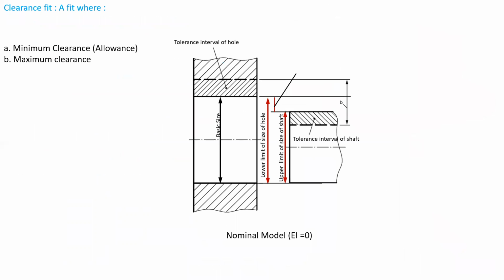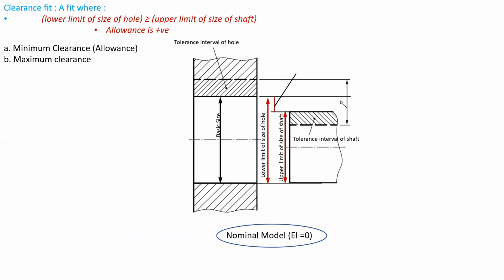So let's now study the clearance fit. The clearance fit results when the lower limit of size of hole is greater than the upper limit of size of shaft. The allowance in this case will be positive, and the figure is shown for the clearance fit. This is for the nominal model where the basic size is equal to lower limit of size of the hole. So here we can see the upper limit of size of shaft is less than the lower limit of size of the hole, which will result in minimum clearance as represented by A.